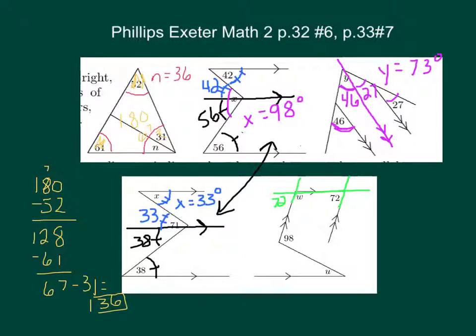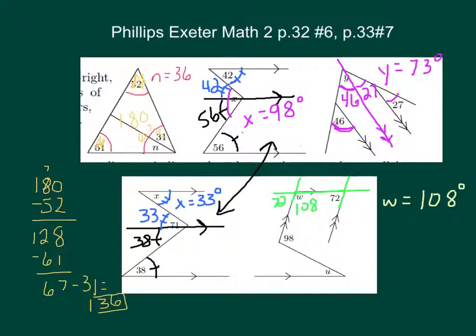And because these are same side interior angles with 72 and W, they have to add to 180. So to get W, I can go right over here to the right. W would be 180 minus 72, which is 108. 108 degrees. So I'll write that right there. So W is 108.